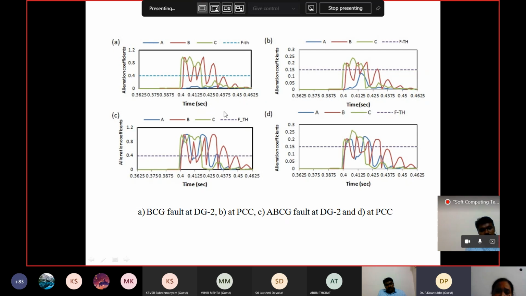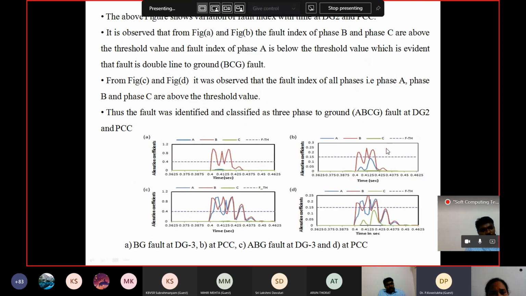These are at DG2. Here also by seeing itself we can say that only a single phase, that means the B phase, has the fault; the remaining two phases are below the threshold value, that means healthy phases. Like that here also, A and B, either AB fault or ABG fault. How can we differentiate or discriminate line to line or double line to ground fault? I will say here clearly this is ABG fault, corresponding graph at PCC also.